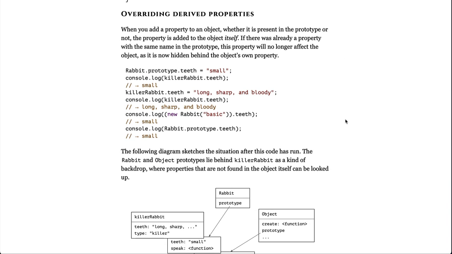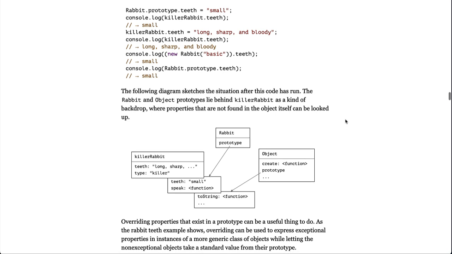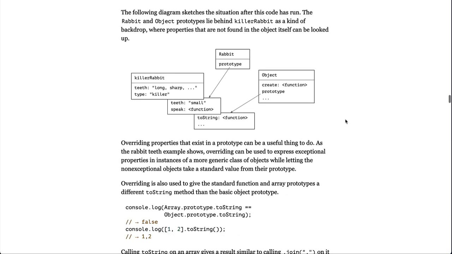Overriding derived properties. When you add a property to an object, whether it is present in the prototype or not, the property is added to the object itself. If there was already a property with the same name in the prototype, the property will no longer affect the object. It is now hidden behind the object's own property. The following diagram sketches a situation after this code has run. The rabbit and object prototypes lie behind killer rabbit as a kind of backdrop where properties that are not found in the object itself can be looked up.